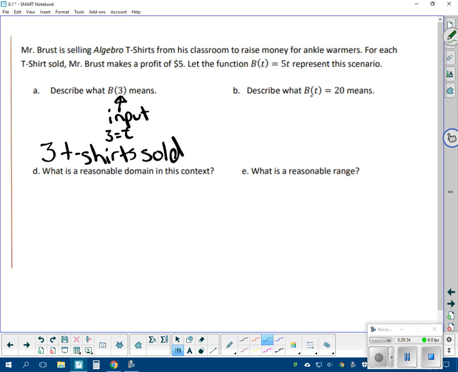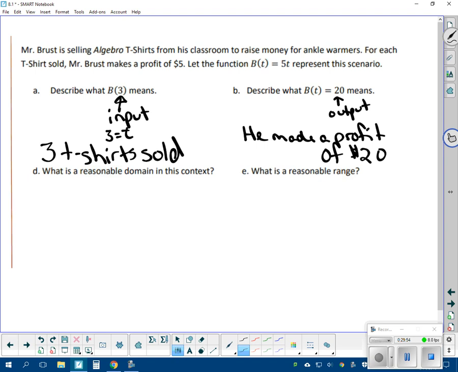Describe what b of t equals 20 means. Well, 20 here, that's your output this time. So what would 20 mean for your output? That means he made a profit of $20.